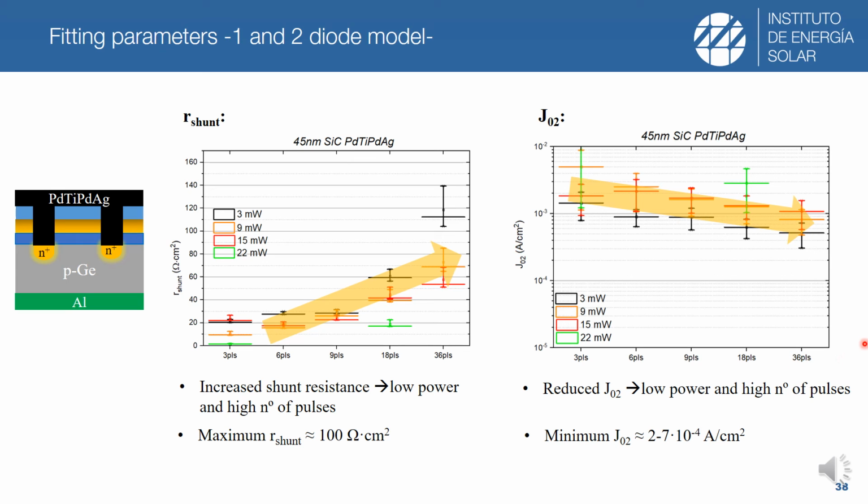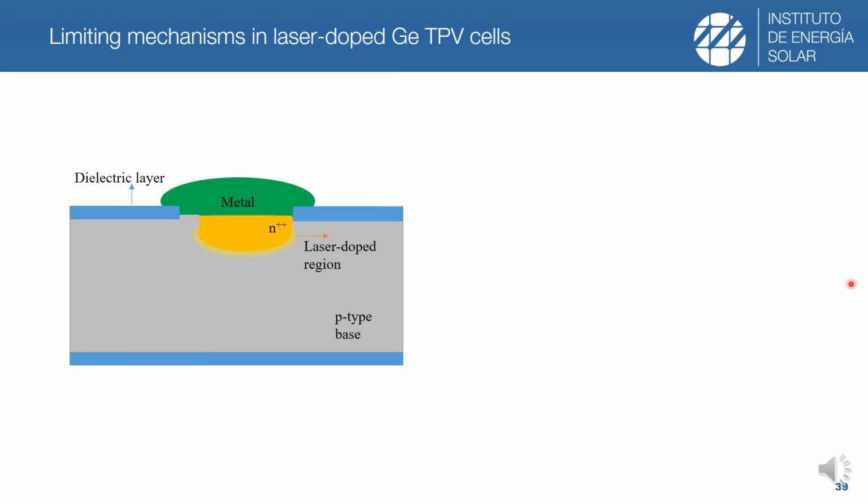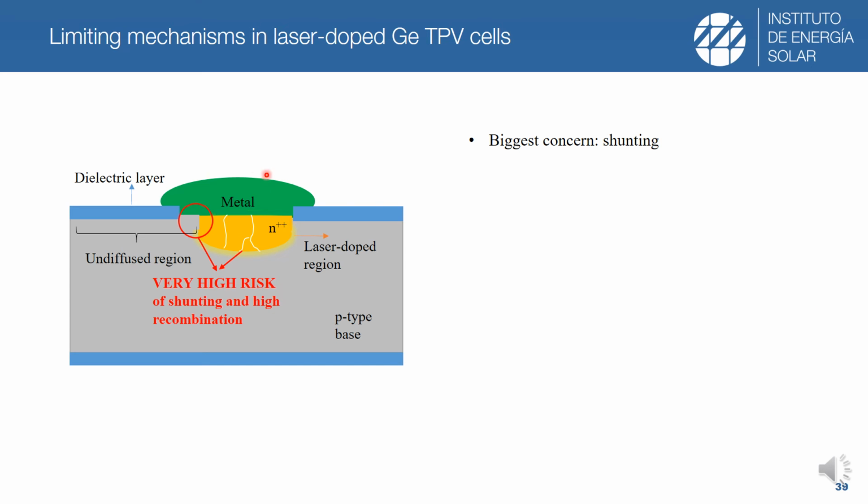So now that we have analyzed diode behavior by the different fitting procedures, we have ended up with the conclusion that our biggest concern is in terms of shunting, and these shunts could be created by crack formation in the laser doped region due to thermal stress because of laser irradiation, and it could also be a consequence of undiffused regions between the dielectric and the laser doped regions, which happens when the opening of the dielectric layer is wider than the extension of the laser doped region.